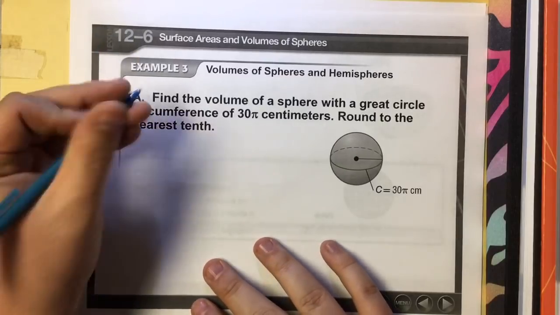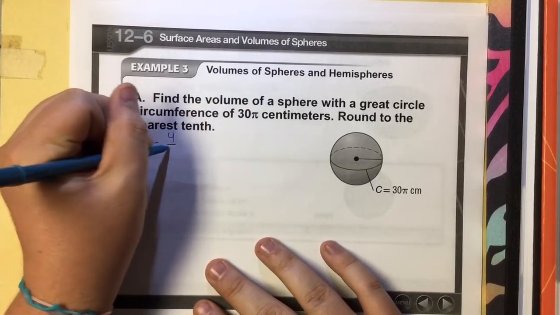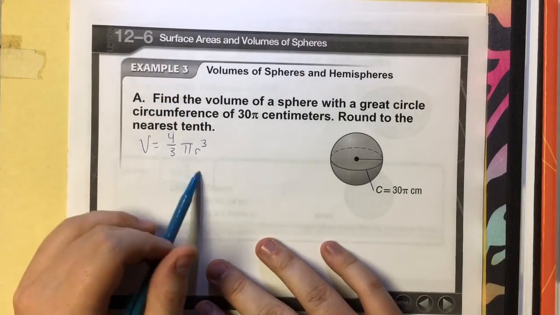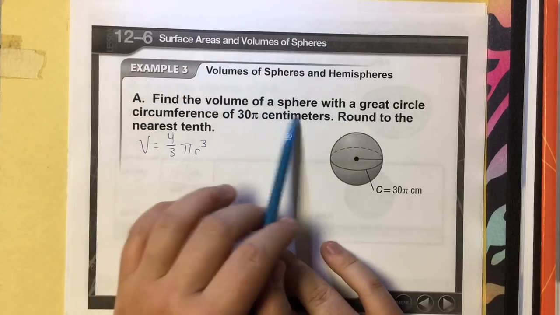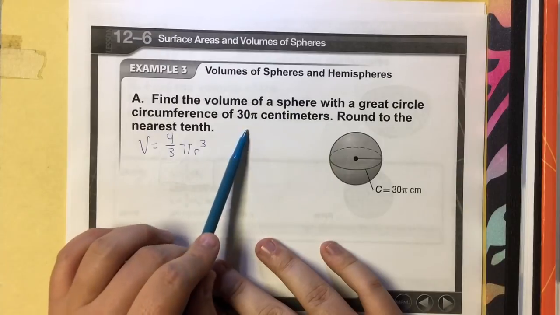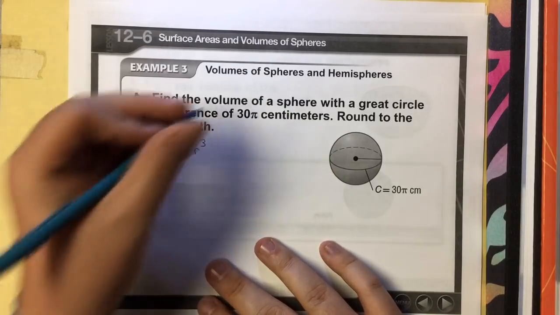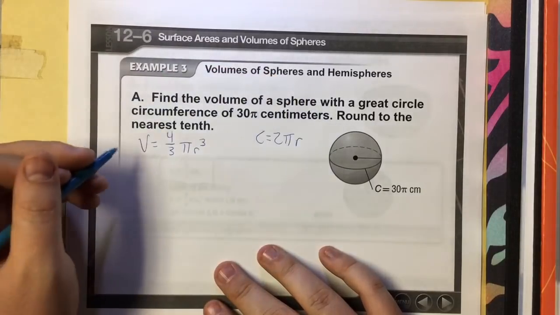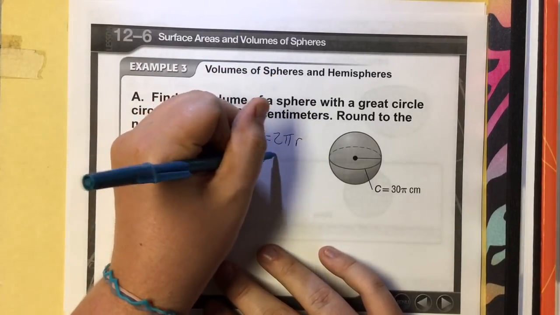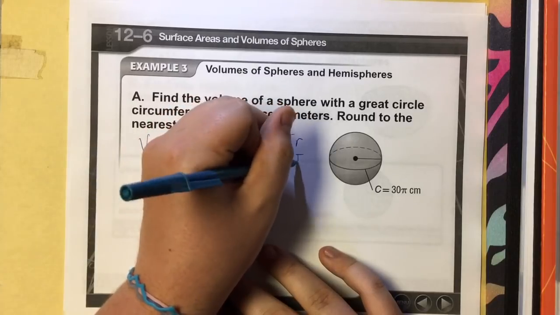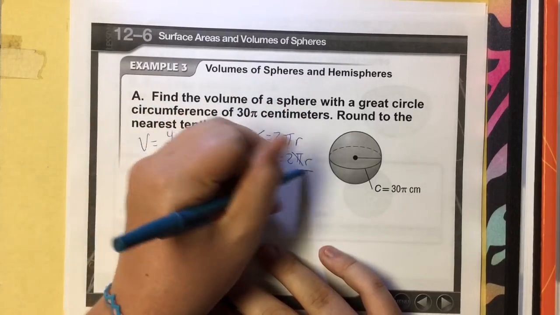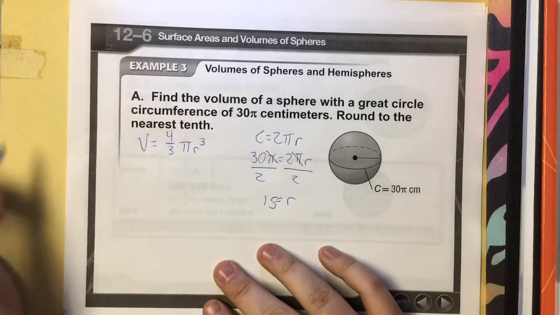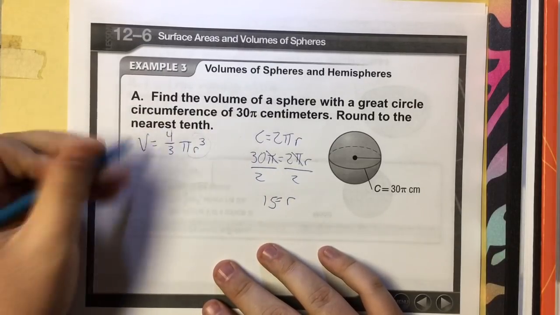It asks us to find the volume. So my volume is 4/3 pi r cubed. I need to know r in order to be able to do it. Find the volume of a sphere with a great circle of circumference 30 pi. So just like before, we can say circumference equals 2 pi r. 30 pi equals 2 pi r. Pi's will cancel. Divide by 2. I find that my radius is 15. Plug 15 in right here.